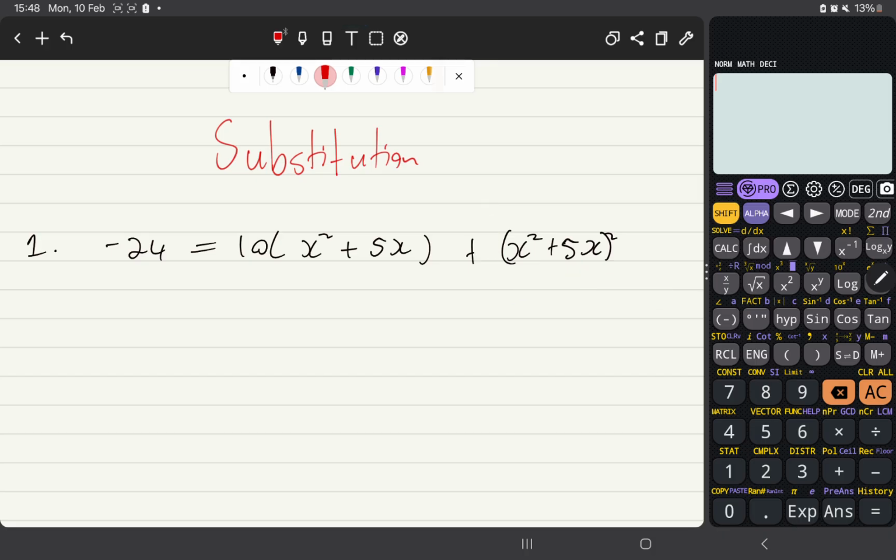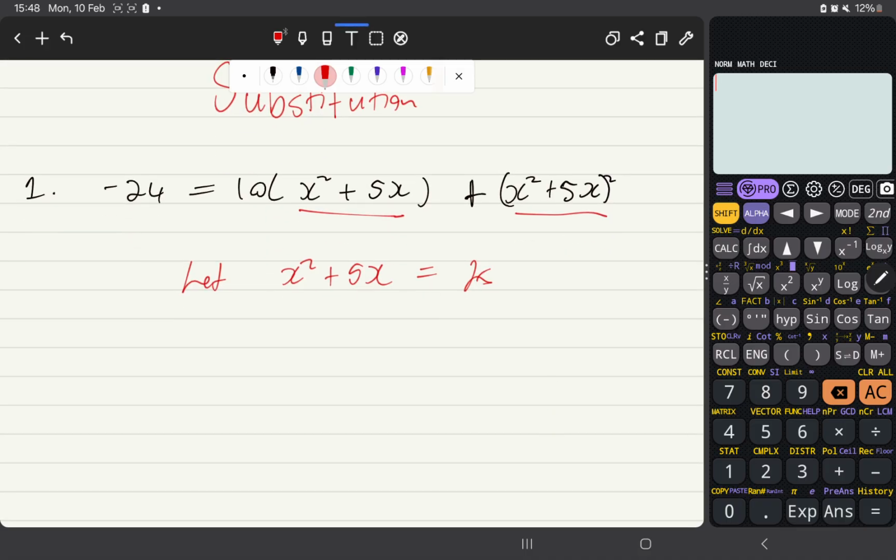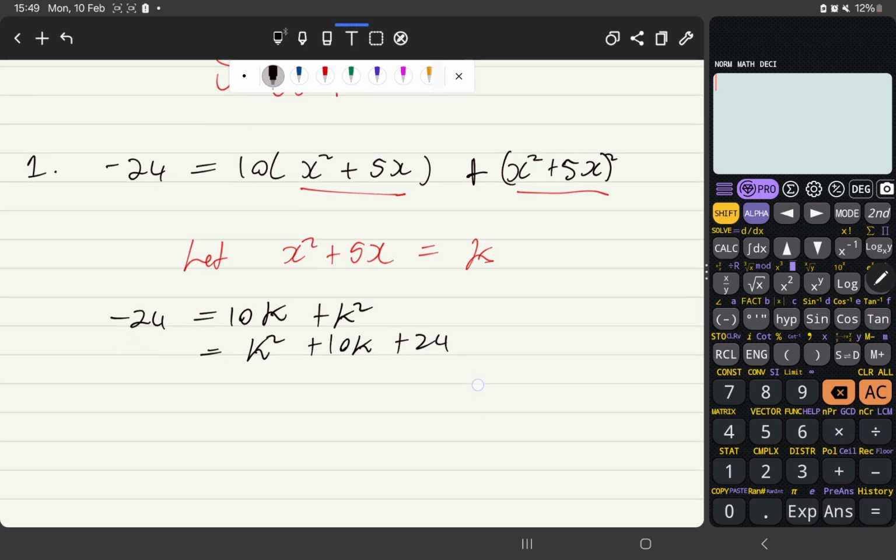So now what's happening? You realize this and this are the same thing, right? So you can say let x squared plus 5x be k. Now we go, you have minus 24, minus 10, you have k plus k squared. We can just transpose 24 plus 10 here, and then plus 24, right?